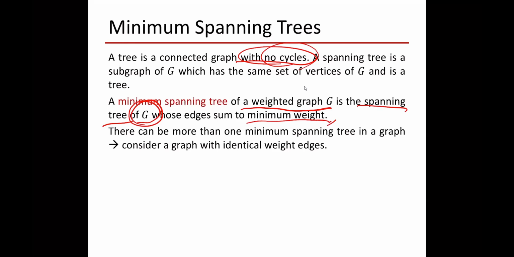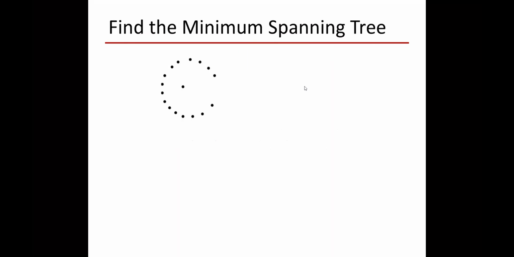There can be more than one MST in the graph. So find the minimum spanning tree of these vertices. How can I find the minimum spanning tree? Minimum spanning tree means from me to everybody with the minimum cost, then I can reach everybody. Any random node can reach everybody.